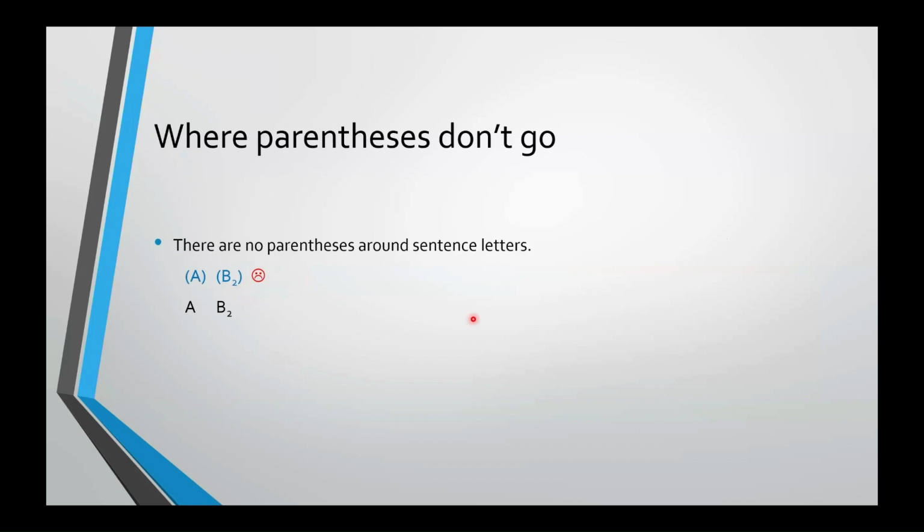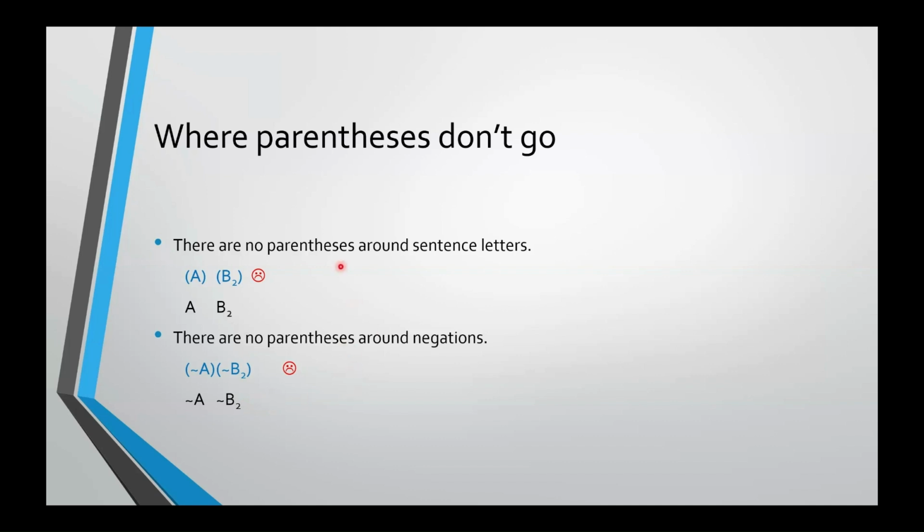Okay, where the parentheses don't go: they don't go around sentence letters. There are never parentheses around sentence letters. There are no parentheses around negations, so there are never parentheses around those. And it's not just negated sentence letters. If you have a complicated sentence like J and B, that will have parentheses around it, and then the negation will be in front of those parentheses, but then you don't have another set of parentheses outside of the negation symbol. The negation itself does not have parentheses around it.